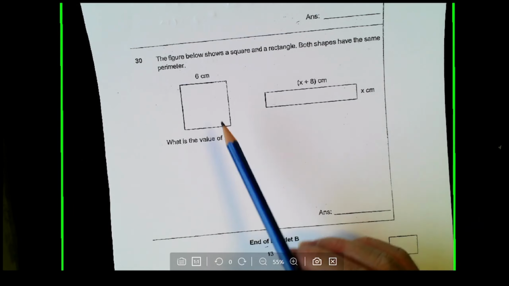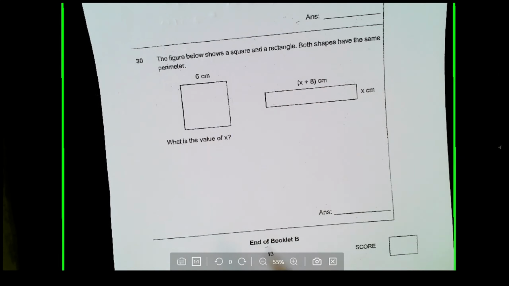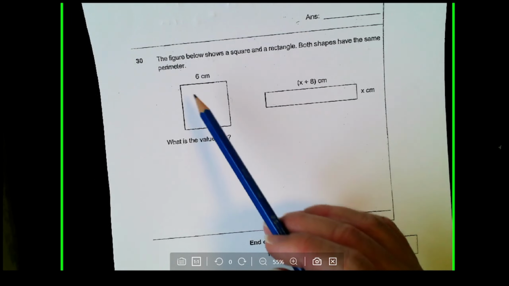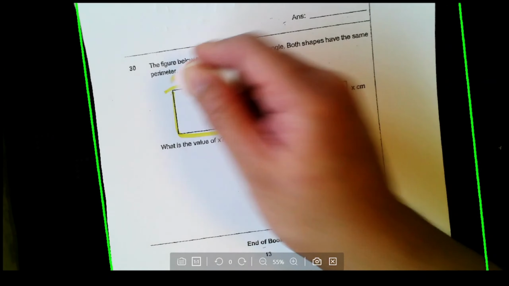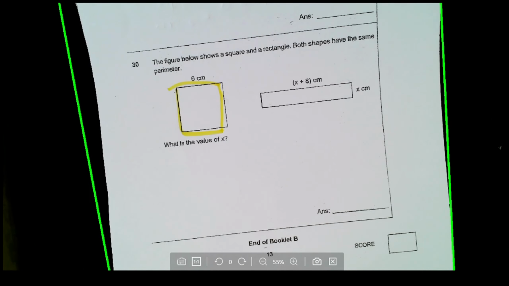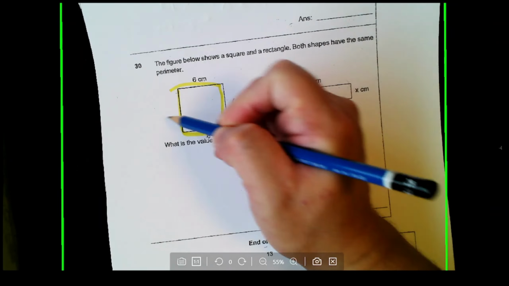Okay, so both have the same perimeter, but we're trying to find the value of x. So what is the perimeter of this? A square, so all sides are equal. Okay, 6, 6, 6, 6.